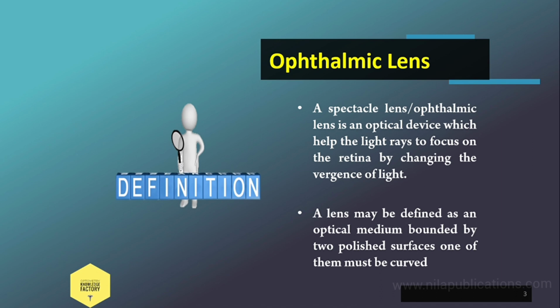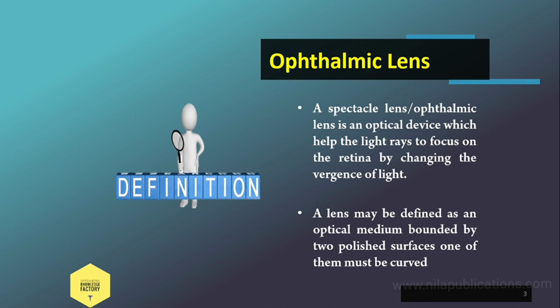First one is based on its primary function. A spectacle lens or an ophthalmic lens is an optical device which helps the light rays to focus on the retina by changing the vergence of light. What is the primary and most important function of an ophthalmic lens? Changing or altering the vergence of light rays. Here we define an ophthalmic lens based on its primary function.